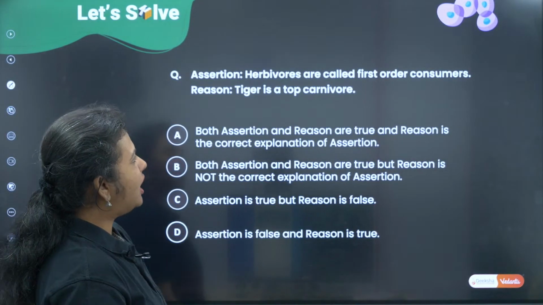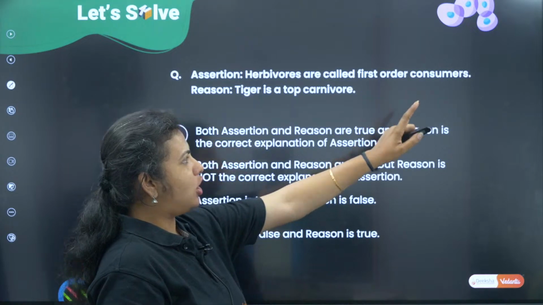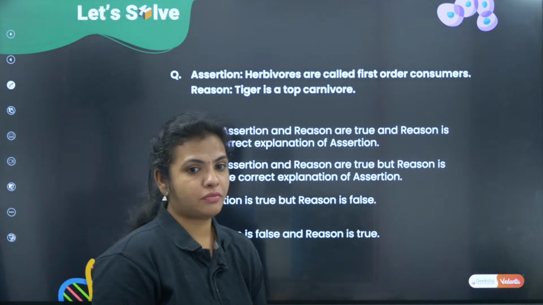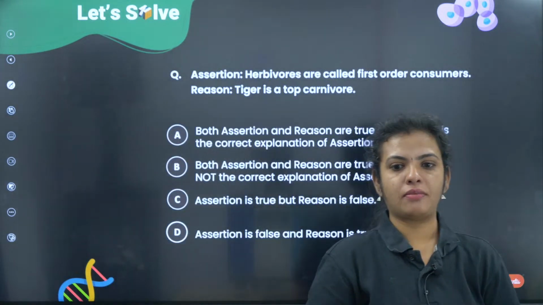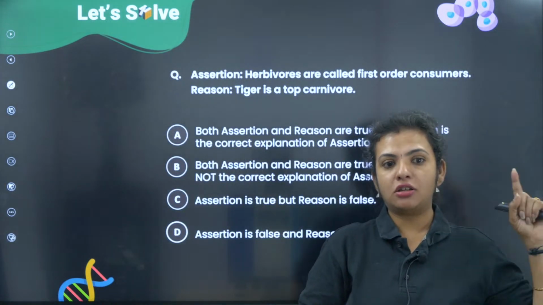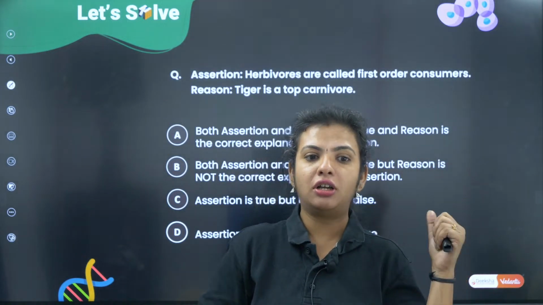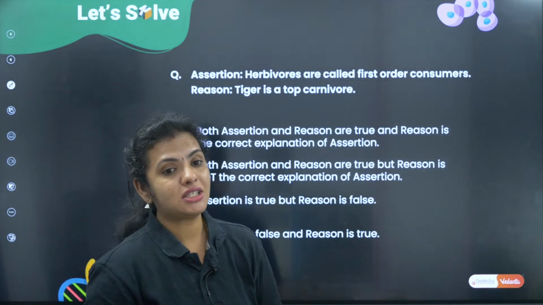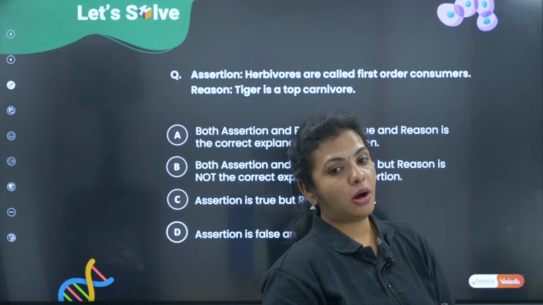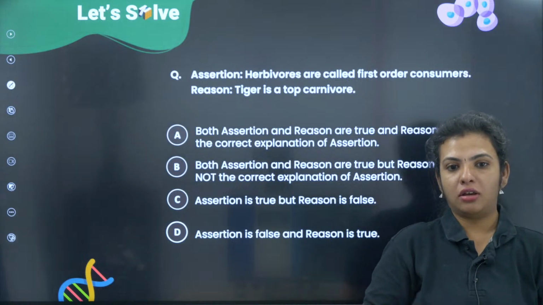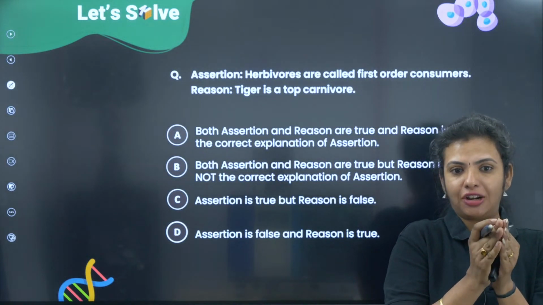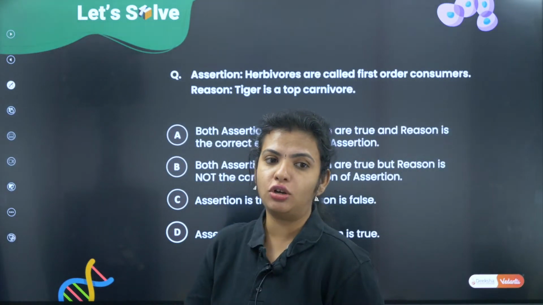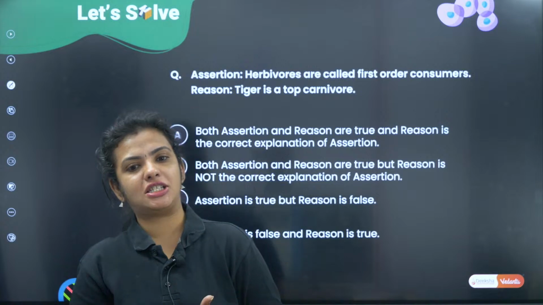Okay, next assertion: herbivores are called the first order consumers. Reason: tiger is a top carnivore. Very simple, correct? So the assertion talks about herbivores being first order consumers. The reason is saying tiger is a top carnivore. The moment you look at it, you know that there is no correlation. That is easier. But what do you think is the answer? Is it A, B, C or D?